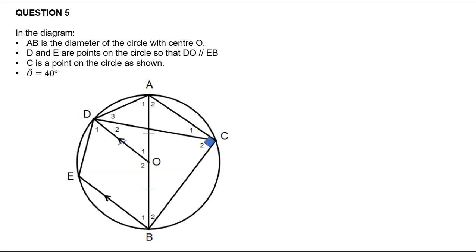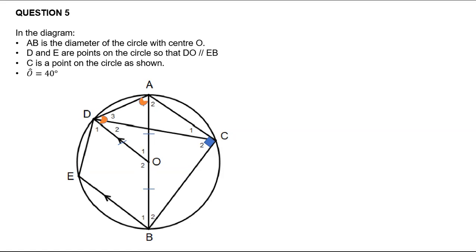But at the same time, when I look at triangle OAD, because OA is equal to OD, it means that even the angles that are opposite those sides will also be equal. That means D2 plus D3 will be equal to A1. That's it. And then I'll stop there. That's all I can do.